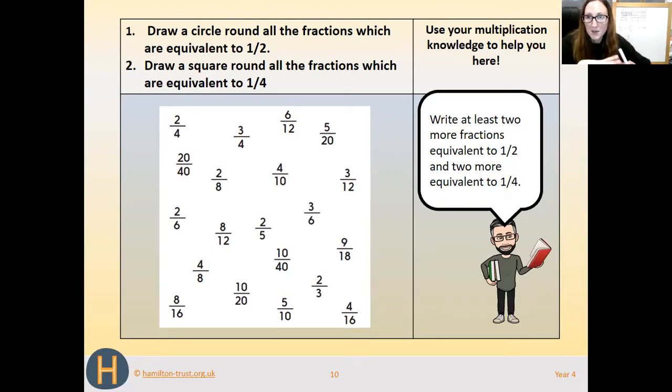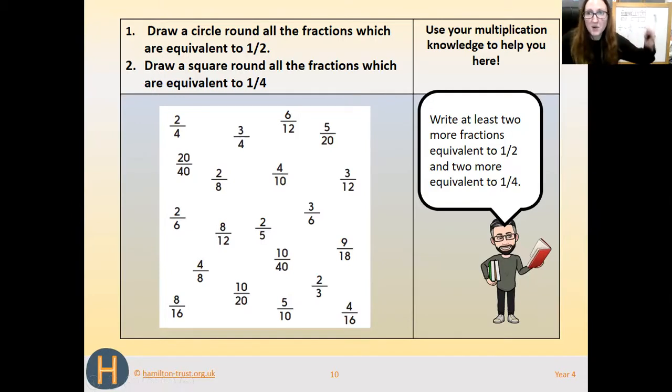Fantastic. Now, for some of you, that will be a really good challenge for today. For others, you may feel that you are ready to take on a little bit of an extra challenge here. So your extra task, your extension over here on the right-hand side, is to write at least 2 more fractions equivalent to a half and 2 more that are equivalent to 1/4. You don't have to stop at 2.